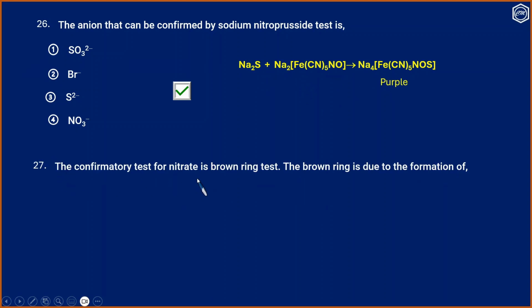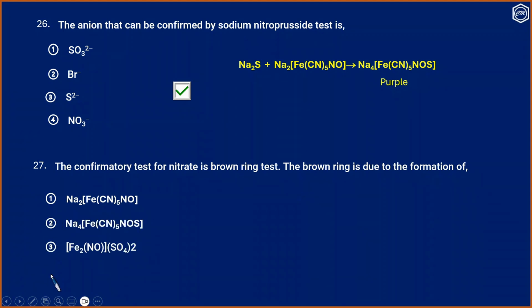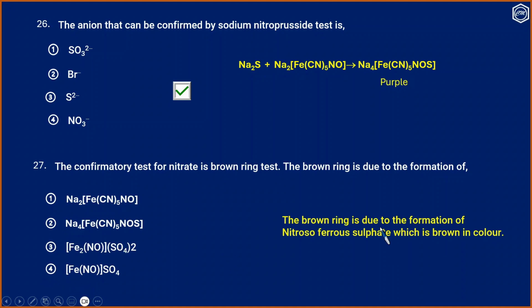The confirmatory test for nitrate is the brown ring test. The brown ring is due to the formation of option 1, option 2 and option 3. The brown ring test is due to the formation of nitroso ferrous sulfate, which is brown in color. So option 4 is the correct answer.